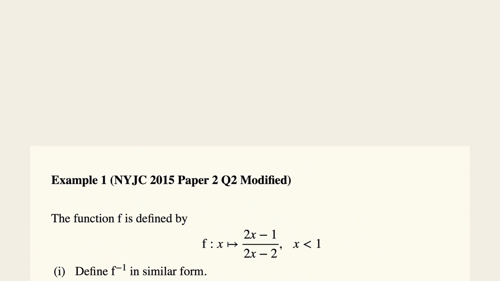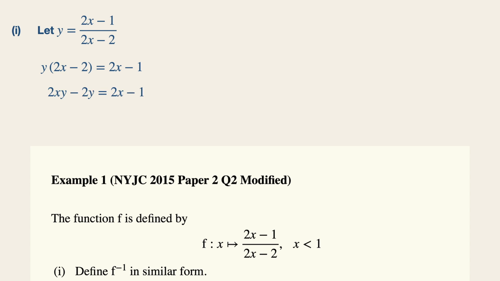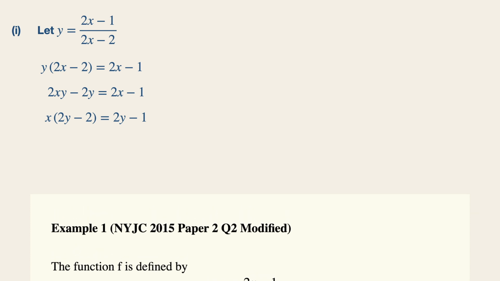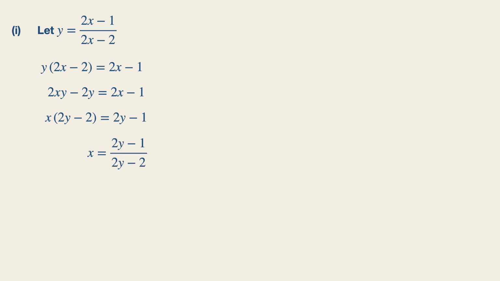So let's start off by writing let y equal to (2x minus 1) over (2x minus 2), the usual way that you always do. Now recall that we need to make x the subject in order to get the inverse. Let's do a quick cross multiplication here to give us y(2x minus 2) equals to 2x minus 1. Subsequently, we will have 2xy minus 2y equals to 2x minus 1. And by factorizing x, we will then have x(2y minus 2) equals to 2y minus 1. And x is simply (2y minus 1) over (2y minus 2).